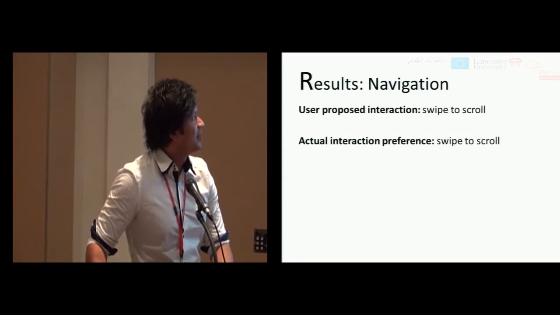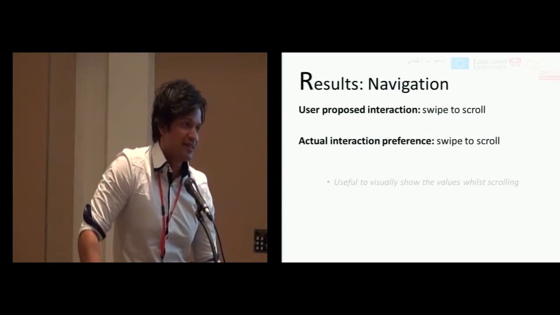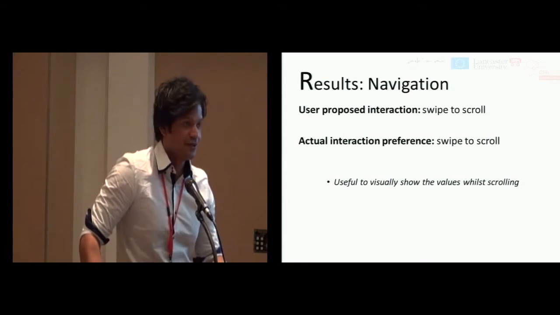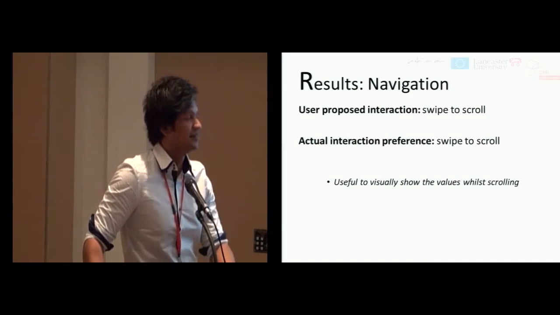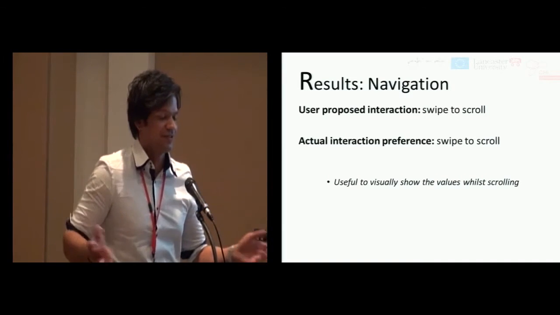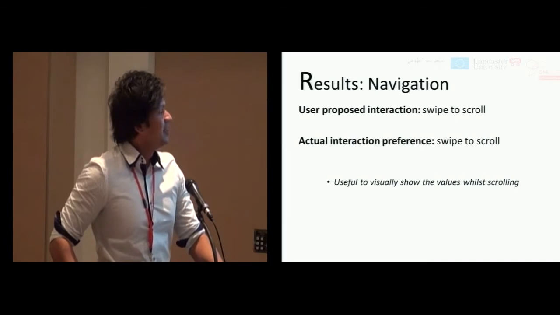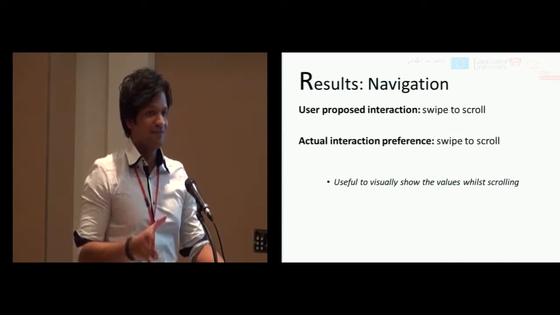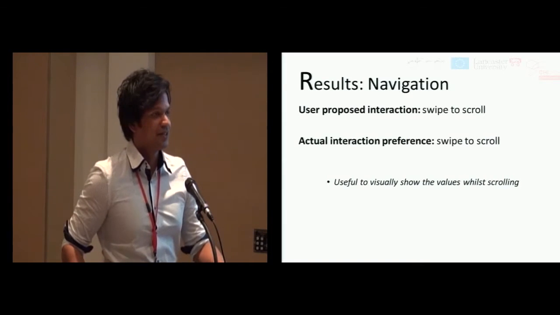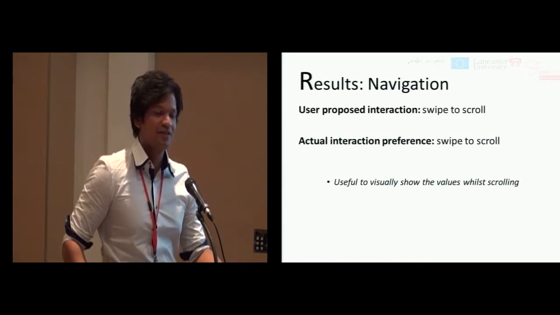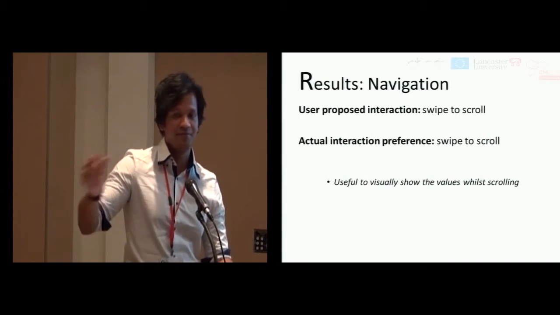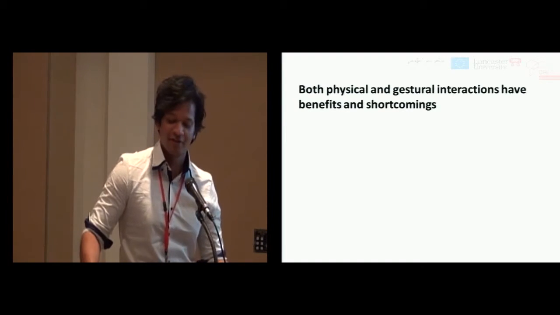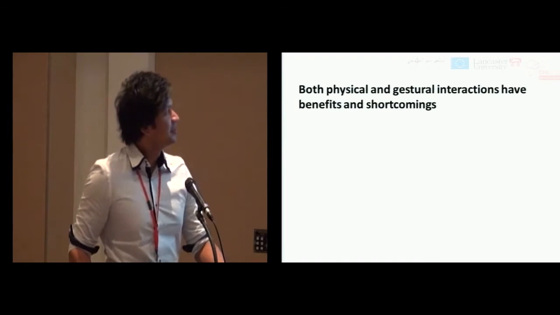Again, the technique that users wanted to use before they saw our techniques was a scroll, and this matched what they wanted to do after viewing our techniques. We found that it was quite useful to visually show what was happening while the user was scrolling through, because it showed all the values that occurred while the scroll bar was reaching its destination point. This allowed participants to look at trends over time, for example.